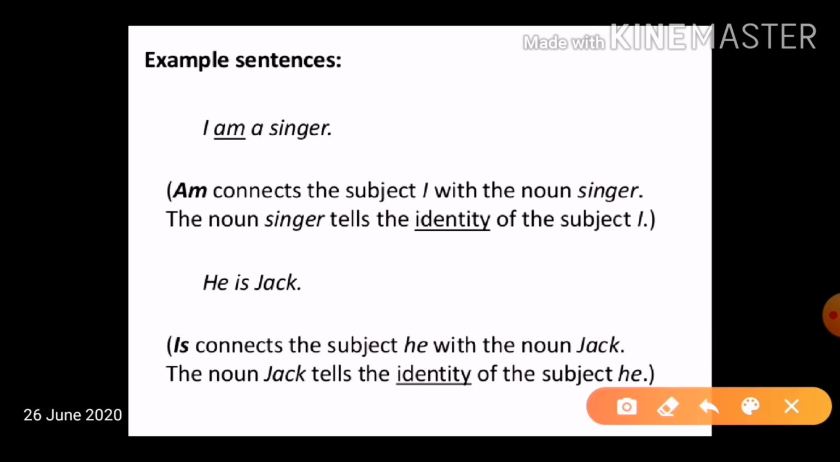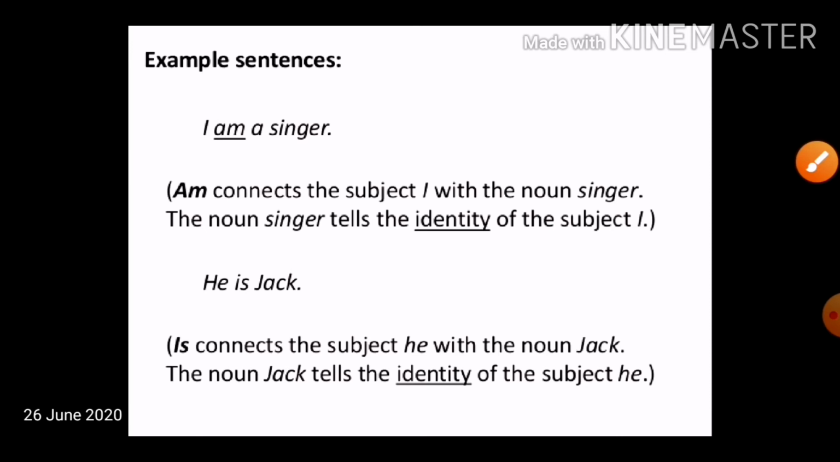यहाँ पे एक सेंटेंस है आई एम अ सिंगर. सो जो एम है यहाँ पे ये फॉर्म ऑफ बी है, तो ये कनेक्ट कर रहा है आई को सिंगर के साथ. दैट मीन्स जो आई है यहाँ पे सब्जेक्ट है, जो एम है वर्ब है, और जो सिंगर है ये नाउन है. सो सब्जेक्ट, वर्ब, नाउन, और जो बीच में वर्ब है एम, ये इनको कनेक्ट कर रहा है, तो इसीलिए हम इनको बोलते हैं लिंकिंग वर्ब्स. सो एम कनेक्ट्स द सब्जेक्ट आई विद द नाउन सिंगर. द नाउन सिंगर टेल्स द आइडेंटिटी ऑफ द सब्जेक्ट आई.